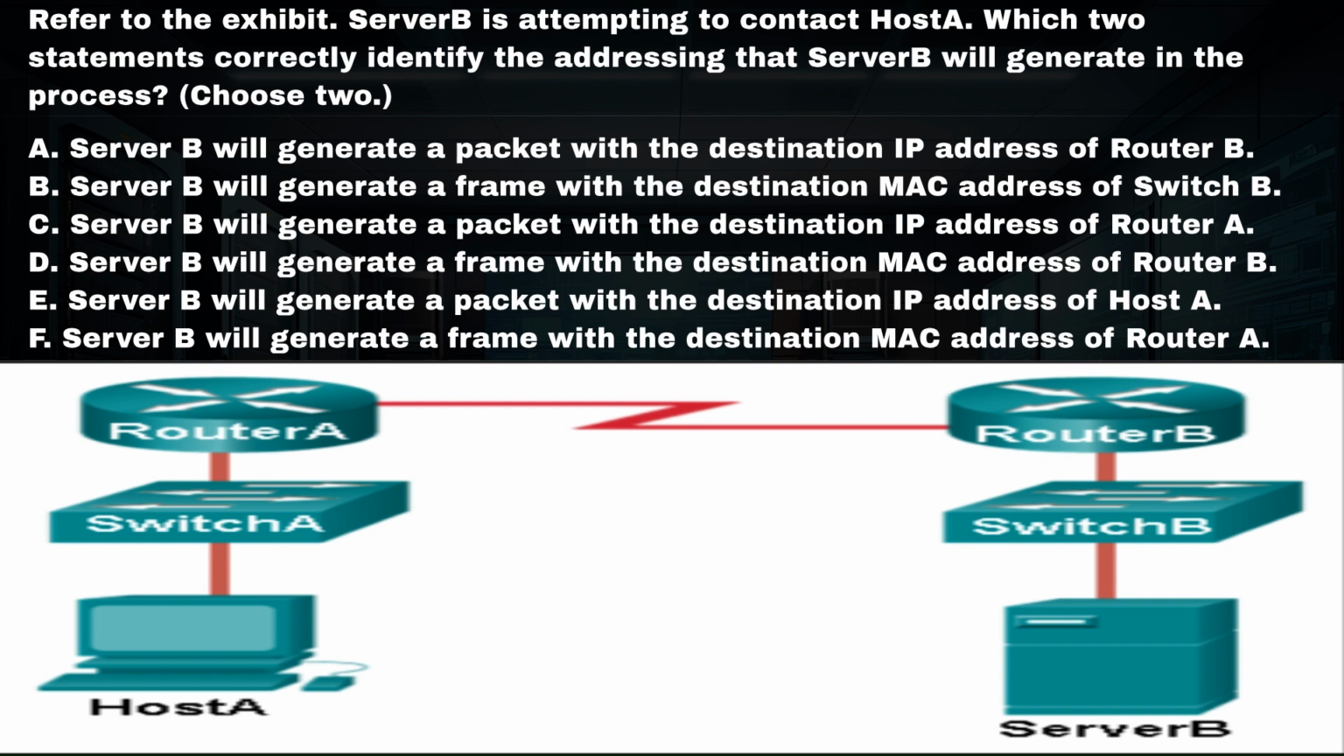A. Server B will generate a packet with the destination IP address of router B. B. Server B will generate a frame with the destination MAC address of switch B. C. Server B will generate a packet with the destination IP address of router A. D. Server B will generate a frame with the destination MAC address of router B. E. Server B will generate a packet with the destination IP address of host A. F. Server B will generate a frame with the destination MAC address of router A.